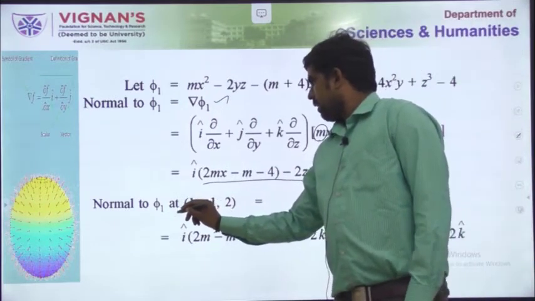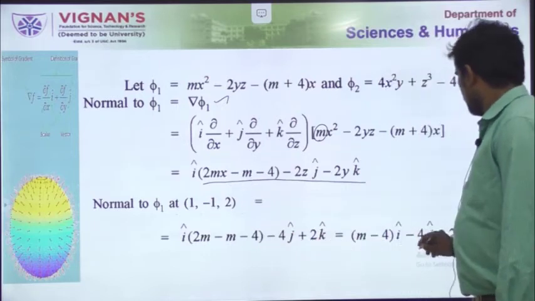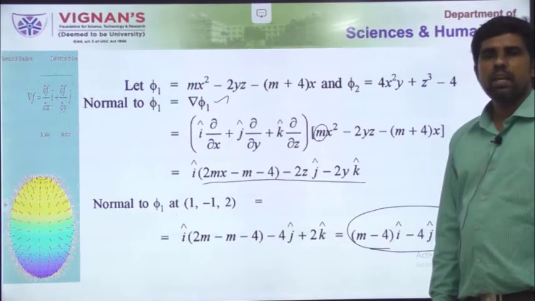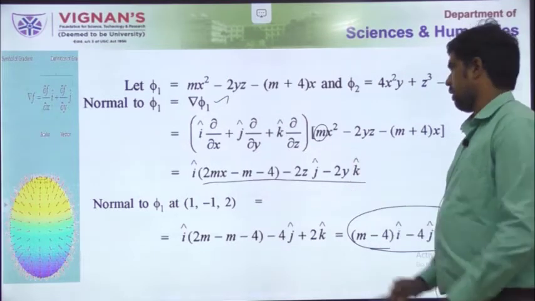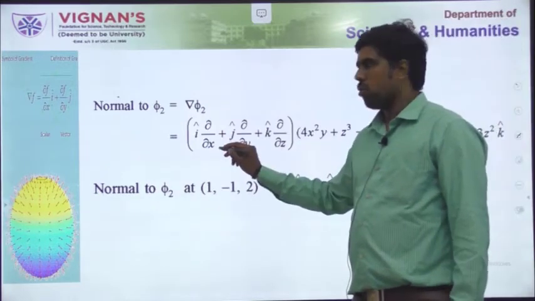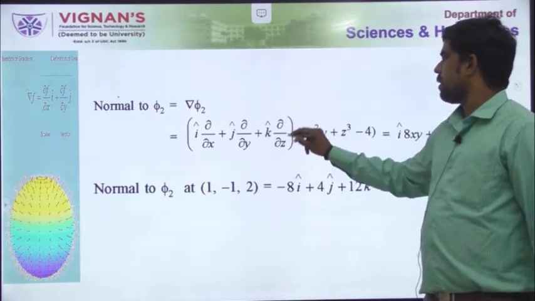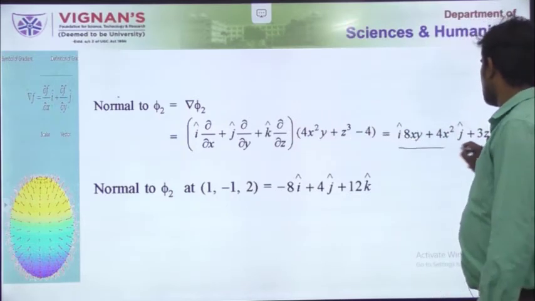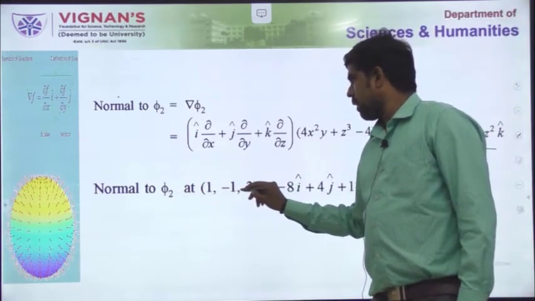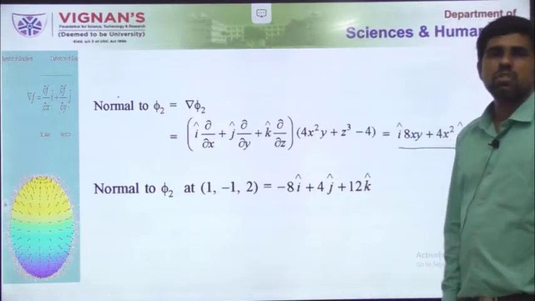Then del phi 1 at the point 1 comma minus 1 comma 2 is equal to, you will get m minus 4 into i minus 4 into j vector plus 2k vector. So this is del phi 1. Similarly, del phi 2 is i vector into dou by dou x on phi 2 plus j vector into dou by dou y on phi 2 and plus k vector into dou by dou z on phi 2. So you will get this in terms of variables x, y, z. Then you substitute that point 1 comma minus 1 comma 2 in this del phi 2, you will get minus 8i plus 4j plus 12k.